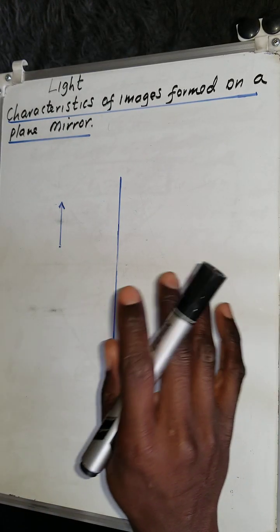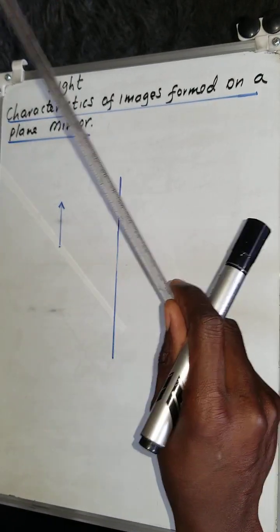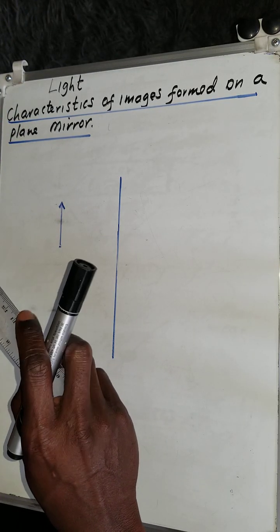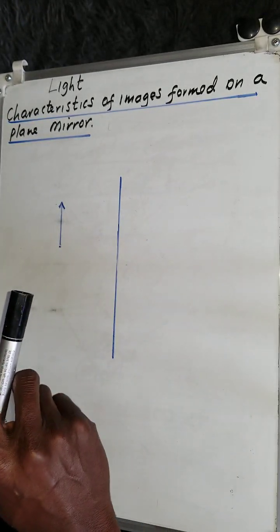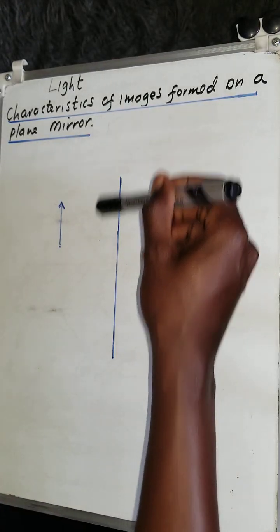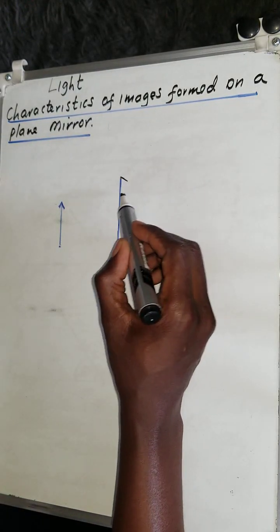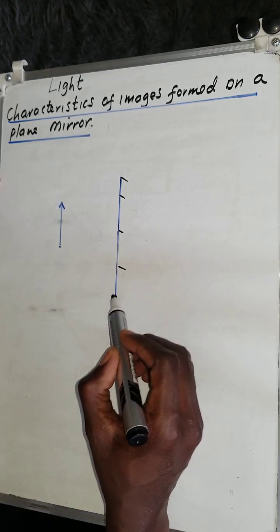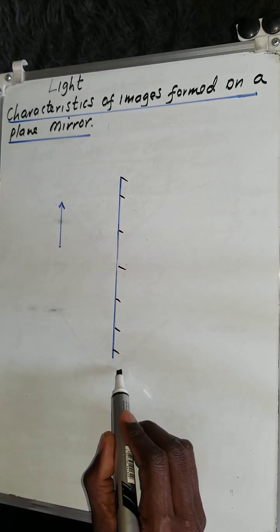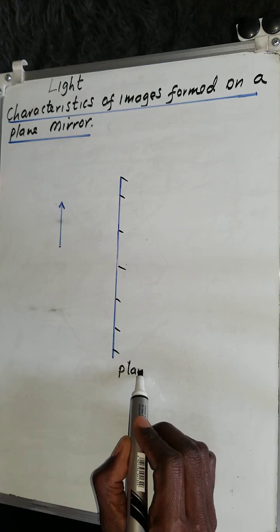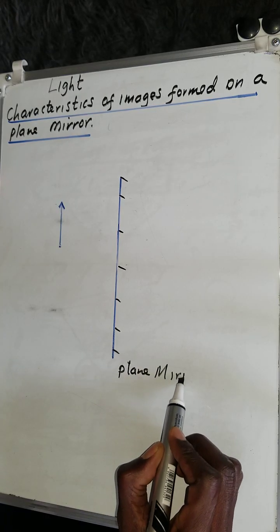So in this video I want to show you how to draw a ray diagram to show how images are formed on a plane mirror. Let's assume that this line that I've drawn is actually a plane mirror, and this is the back of the mirror that I do have.